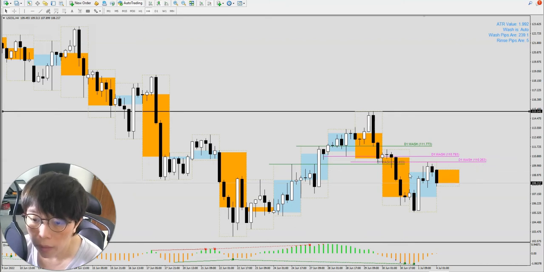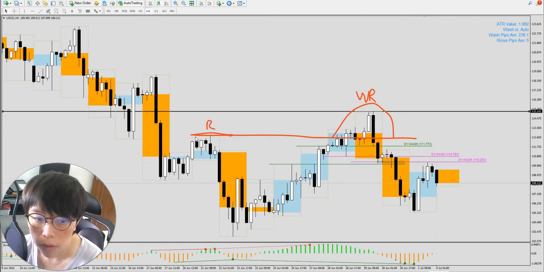But more important is to understand what happened. What happened was that there was a resistance here, and then price had a wash and rinse here. So that's a WR of this resistance. Next, at this particular green line here, there was another even more massive WR. This was the bigger WR, and price had a close below the green line.